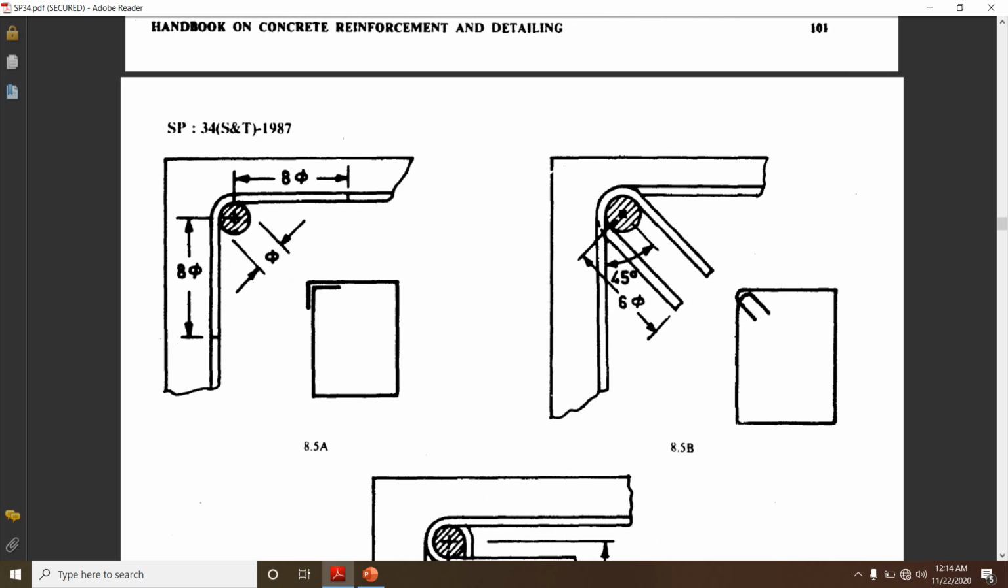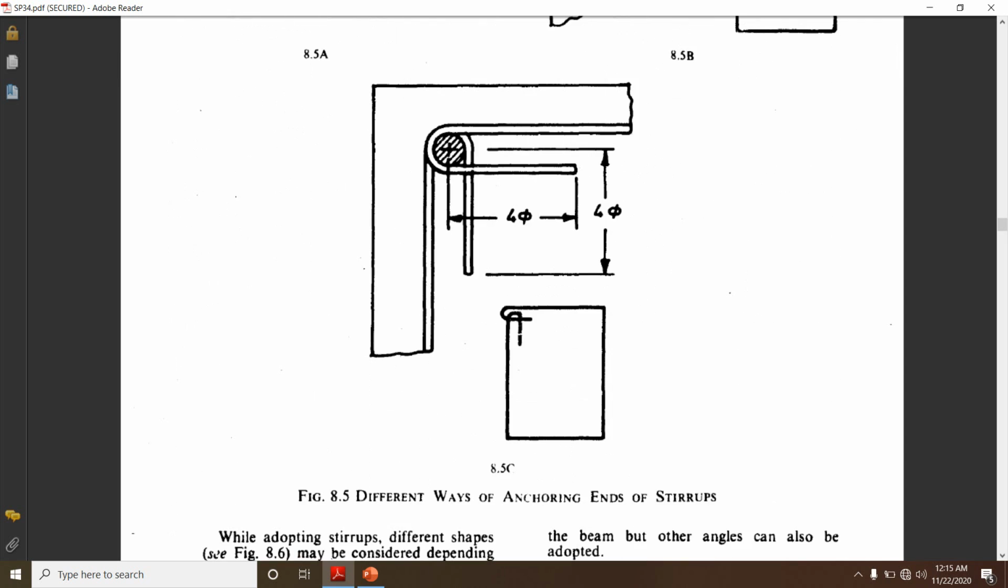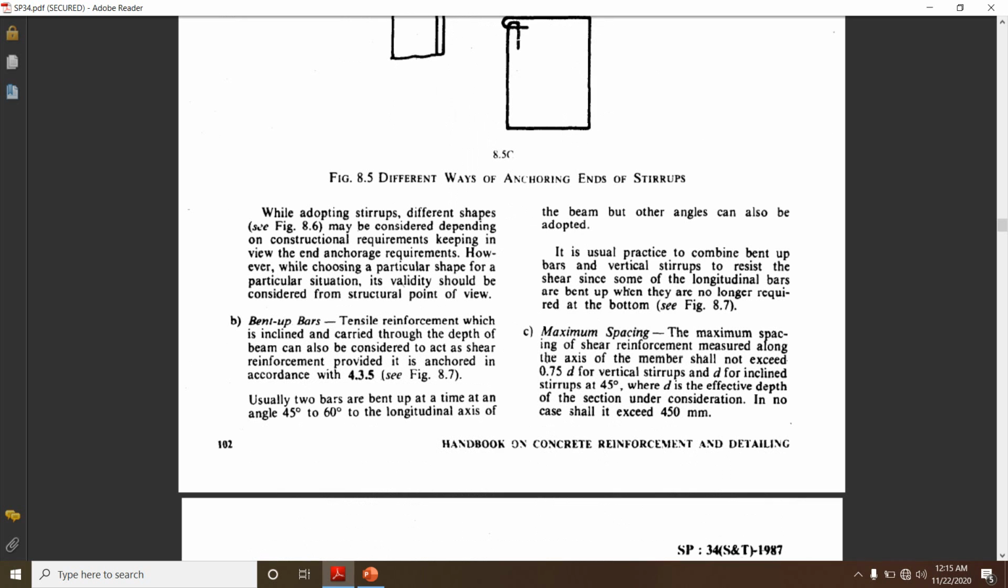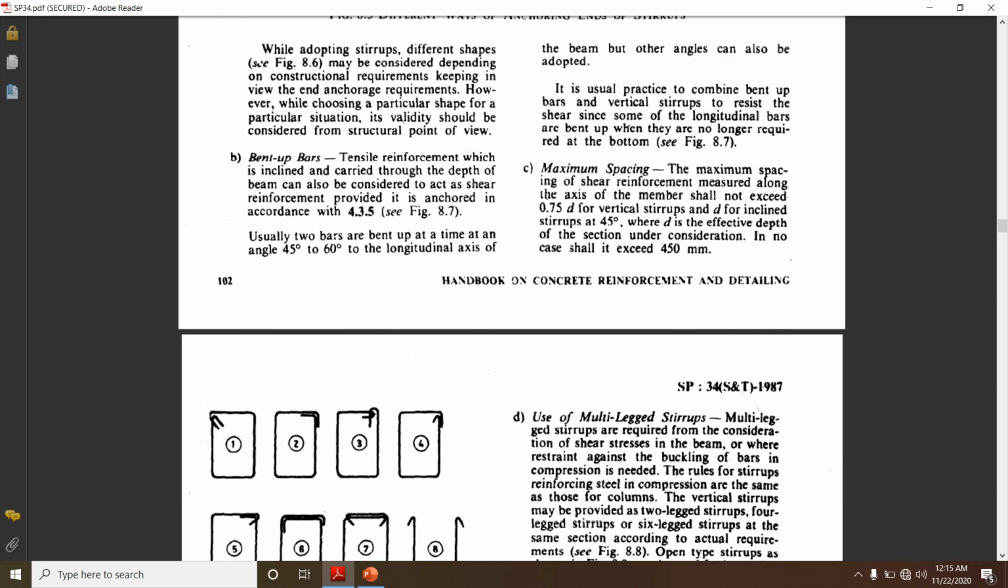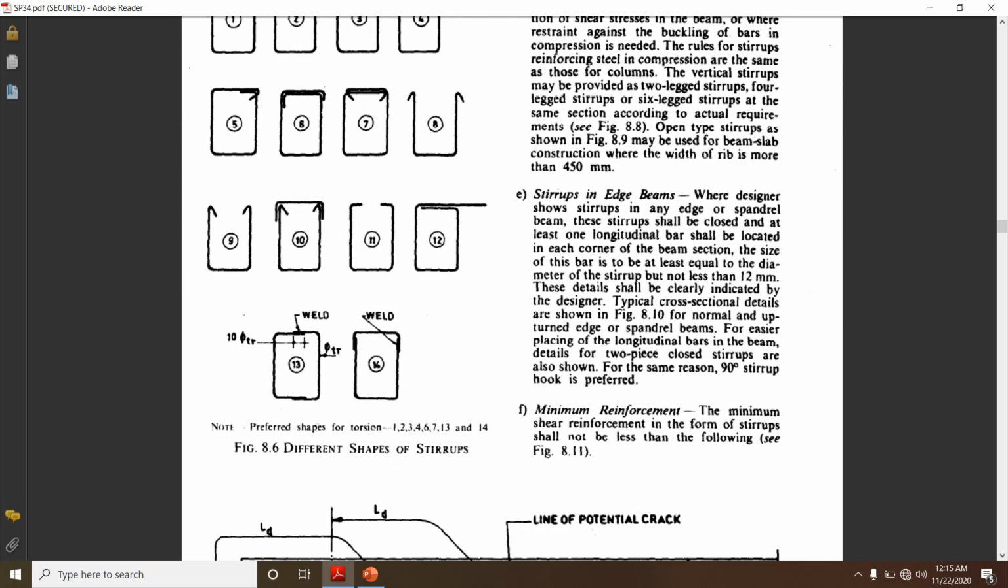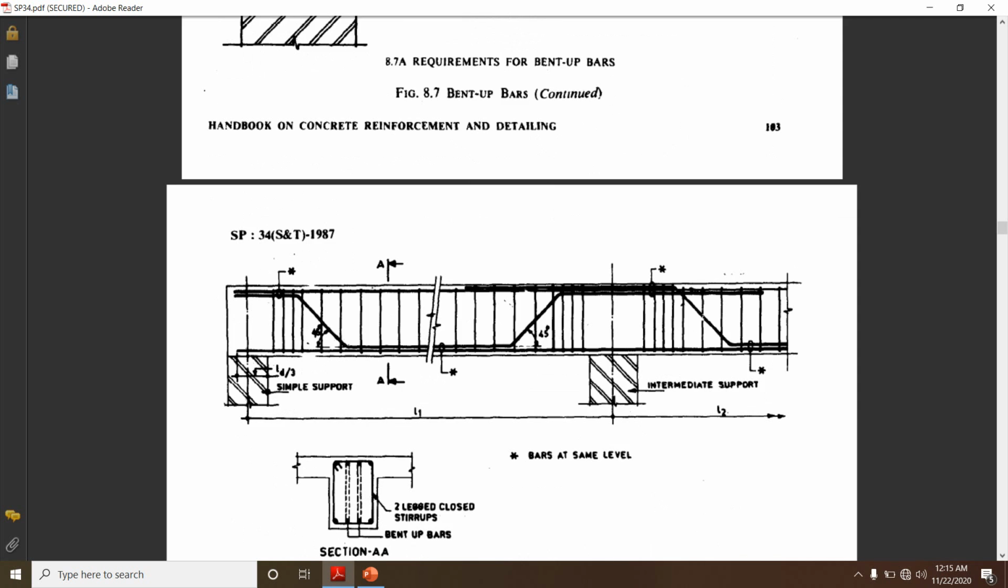You can see here it shall be 8 times the diameter of the bar, and you can see the line diagram when we provide a 90 degree bend. When we provide 135 degrees, the detailing has to be done in this way. We have different ways of anchoring the ends of the stirrups, and this has to be followed. Then there are many things when you provide multi-legged stirrups and so on. If you want to study in detail, you can refer to the code book.